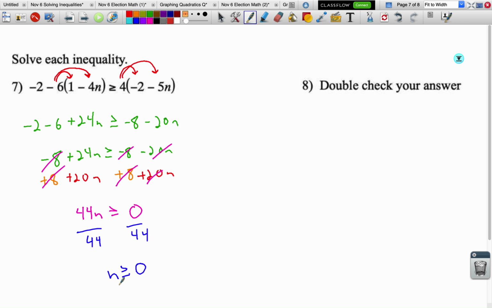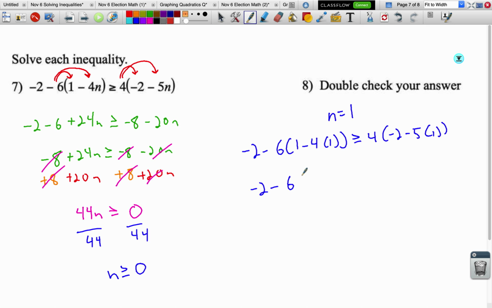Let's double check with a number that's just greater than or equal to 0. Let's double check with n equals 1. So negative 2 minus 6 times 1 minus 4 times 1. Is that greater than or equal to 4 times negative 2 minus 5 times 1? All right, so we get negative 2 minus 6 times 1 minus 4 times 1 is just a 4. So 1 minus 4 is a negative 3. Greater than or equal to 4 times negative 2 minus 5. 5 times 1 is just a 5.